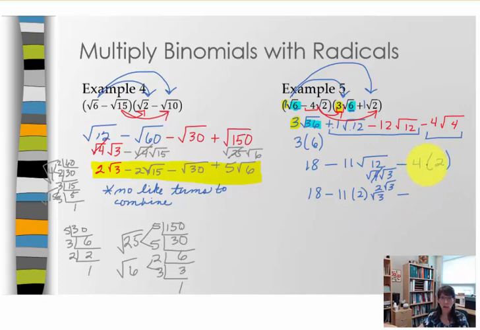The last term, 4 times 2, is 8. So we're subtracting 8 at the end. So 18 minus 8, those are like terms. That makes 10. But in the middle, we could go ahead and simplify even a little bit more. Negative 11 times 2, that's negative 22 square roots of 3.